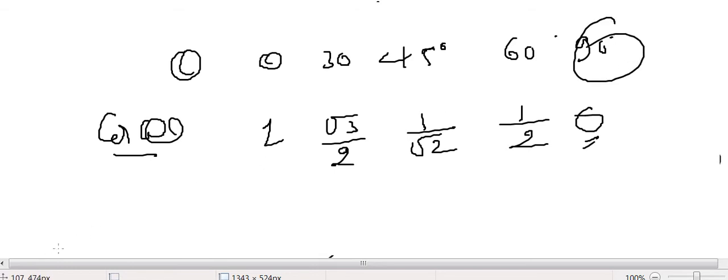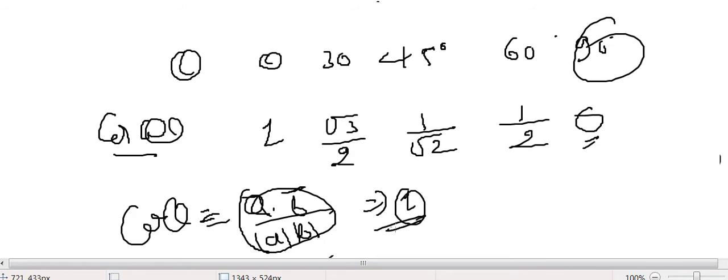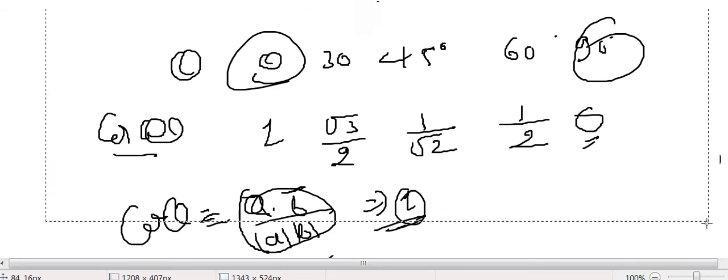Suppose you calculate cos theta is equal to a dot b divided by mod a mod b. Suppose you find this calculation is almost equal to 1, then it means the angle between the two vectors is 0. So if you don't want to calculate the angle, just by finding this value, you can say the angle is 0. That's the first thing.